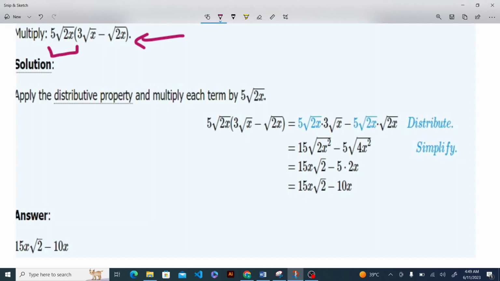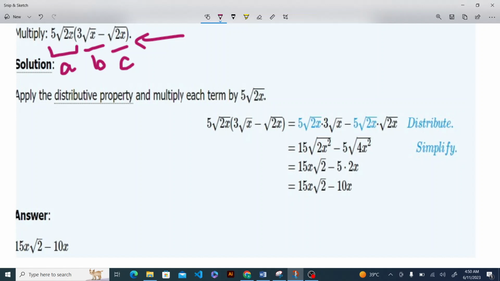Outside the round brackets we have a radical value. The first value, let's suppose, is 5 into square root 2x. The second radical is inside these round brackets. There are two radicals, 3 square root x and square root 2x. So we basically have 3 radicals here in this question: a, b, c.